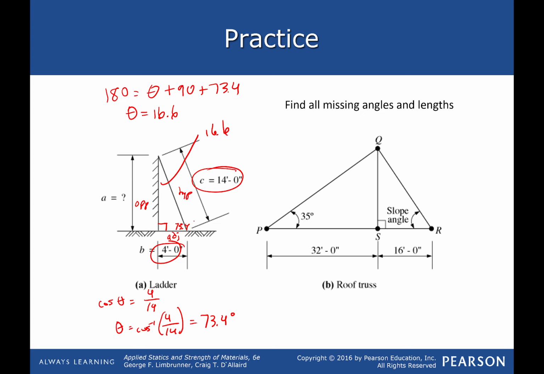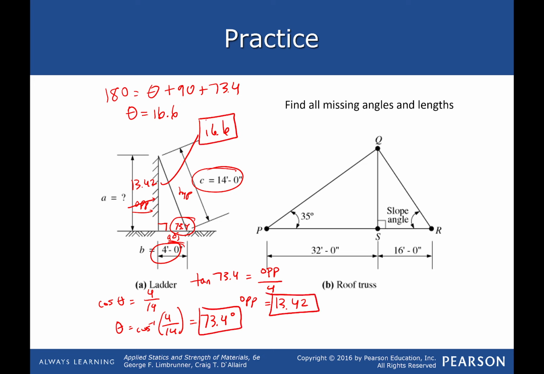We can go back and we can actually use this angle again because now we know it. And so opposite over adjacent is tangent. So tan of 73.4 is equal to opposite over 4. So my opposite is going to be equal to 4 times tan of 73.4. And it's going to be equal to 13.42. Okay, 13.42. So we have all of our answers now. We have everything we needed to solve this problem.